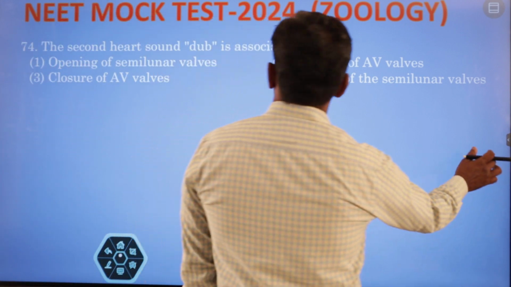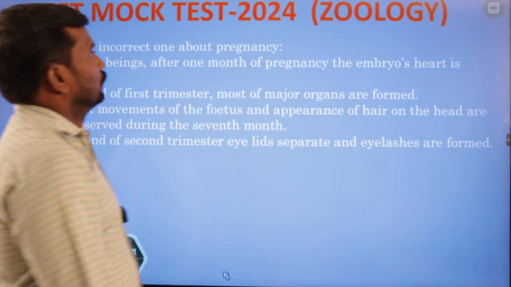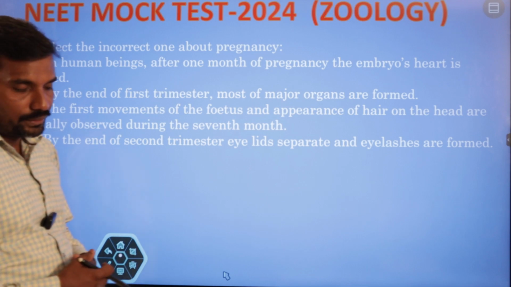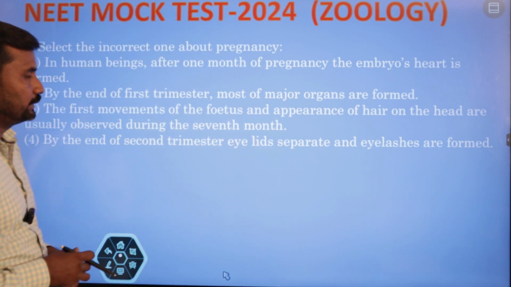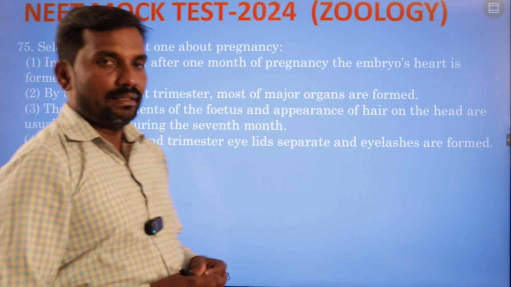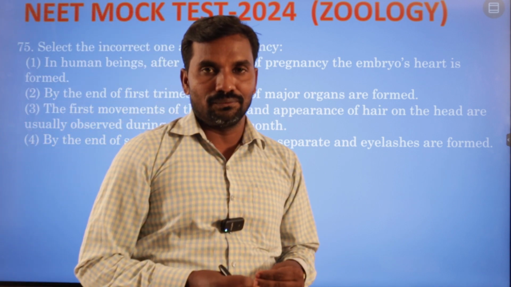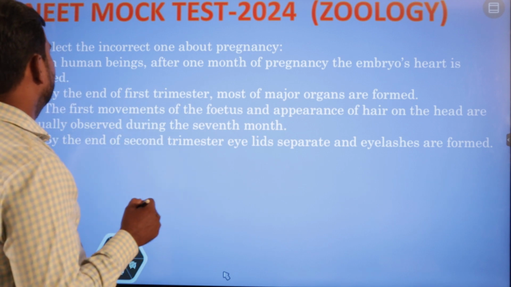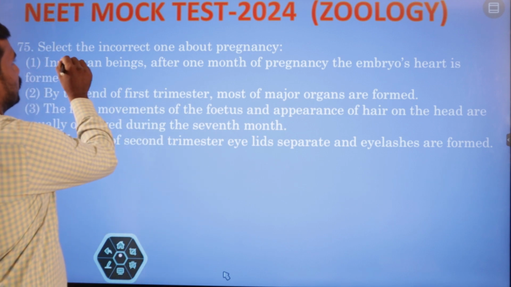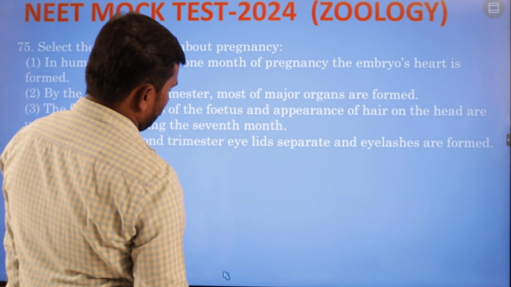So question number 75. Once again, this is coming from human reproduction, the law of pregnancy, otherwise called the gestation period. This is the 9-month process, 36 to 38 weeks, in which the complete fetus develops within the uterus or womb. Select the incorrect statement about pregnancy.